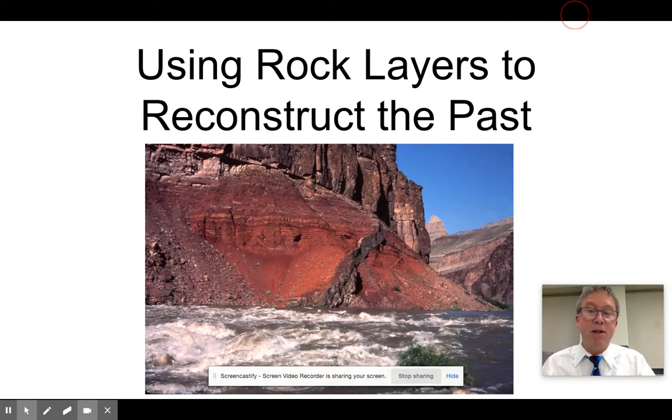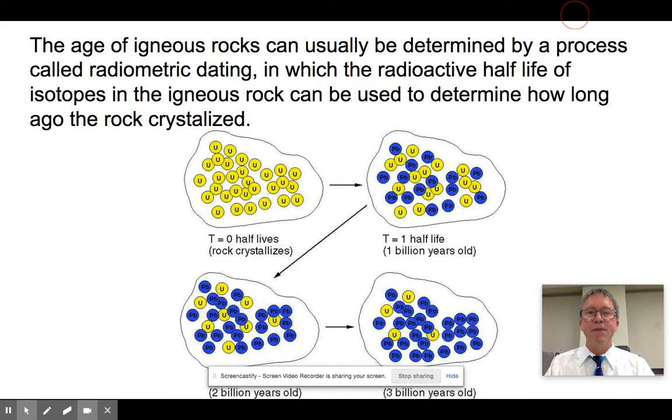It has lots of implications, you know, economically, environmentally. It's cool. Let's just get on it. Using rock layers to reconstruct the past. Okay, let's start off with this.